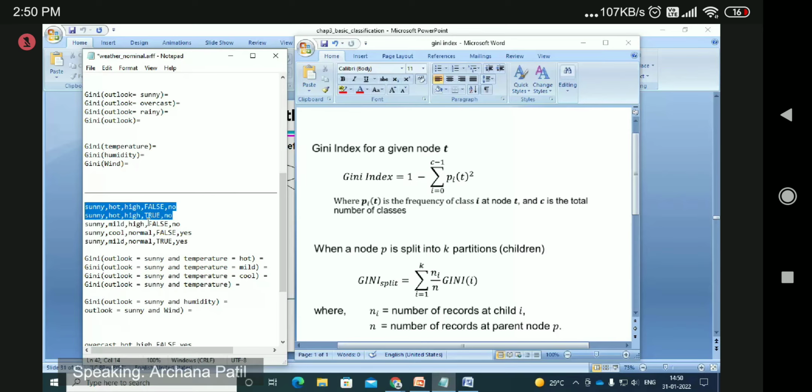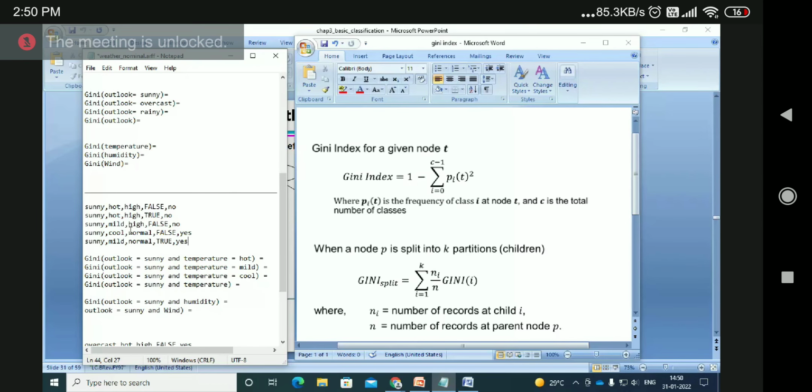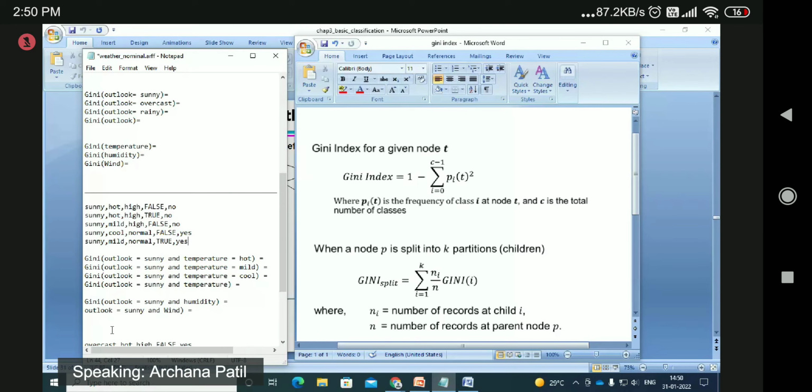You can apply what you did earlier, or you can take this formula directly. Here the summation is i going from 1 to k. What is k? The parent node is split into k partitions. Here I have three partitions: one is sunny, the other is overcast, and the other is rainy. So i will go from 1 to 3. n_i by n: suppose i represents sunny, the first value. Five instances have the sunny value, and the total at the parent was 14. So 5 by 14, and you simply calculate the Gini index of sunny, that is the leftmost branch.